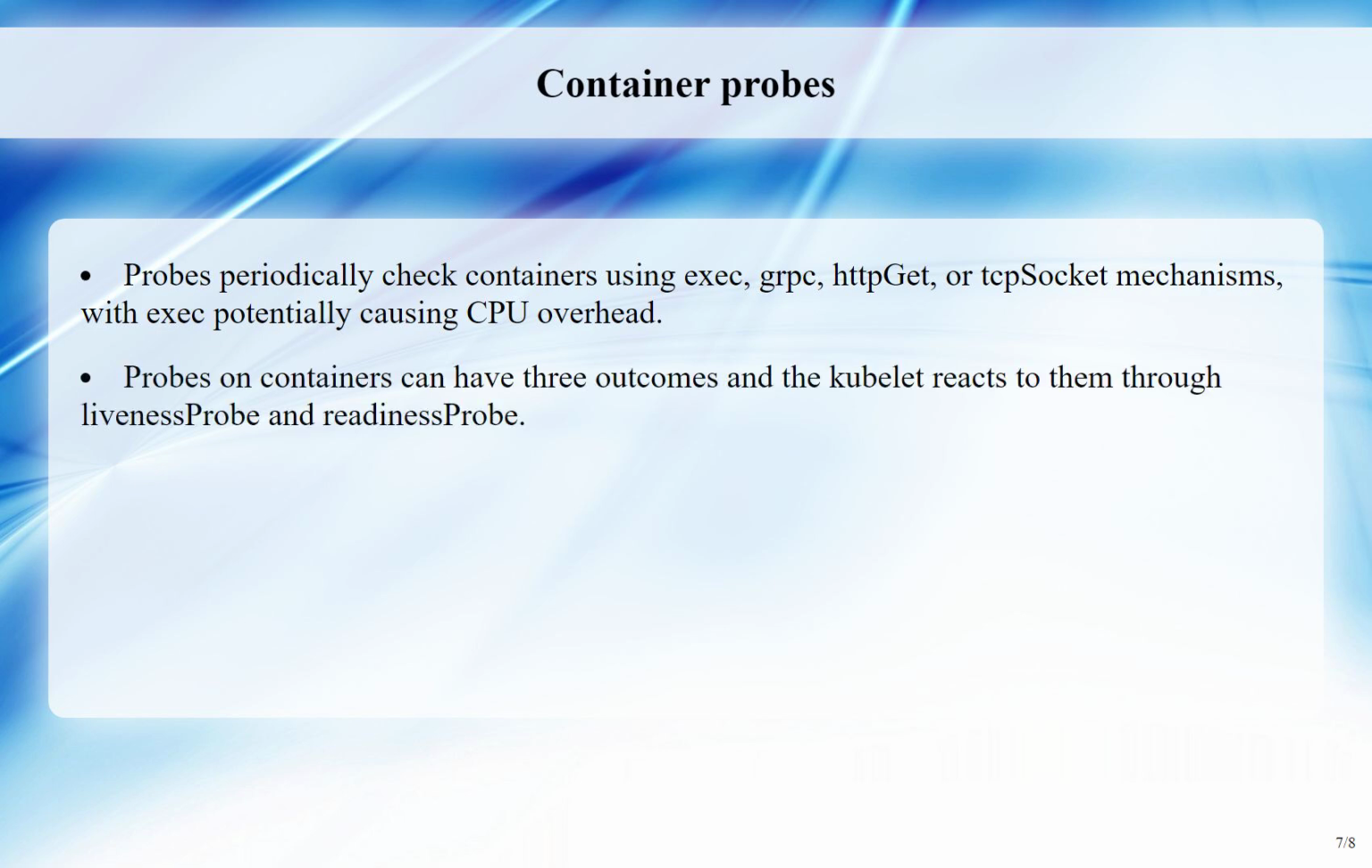Probes can have 3 outcomes: success, failure, or unknown, and the kubelet can react to 3 types of probes on running containers: liveness probe, readiness probe, and startup probe. A liveness probe indicates whether the container is running, and if it fails, the kubelet kills the container according to its restart policy. A readiness probe indicates whether the container is ready to respond to requests, with a failure resulting in the removal of the pod's IP address from related services.